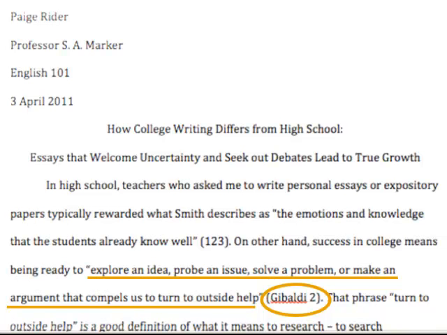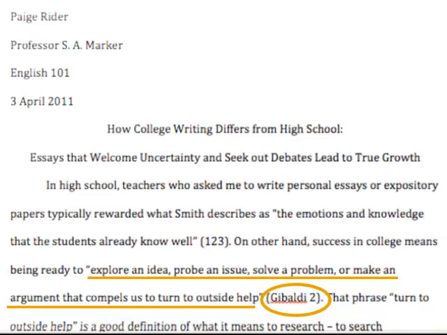Sometimes using an attributive phrase automatically puts some authority behind what you're writing. If you're saying, according to scientists so and so, that bolsters support. But sometimes it actually gets in the way of what you're trying to say. If she had put between "being ready to" and the rest, "according to Gabaldi," that would ruin her particular flow in this case. So she's chosen to put all the information in the in-text citation.